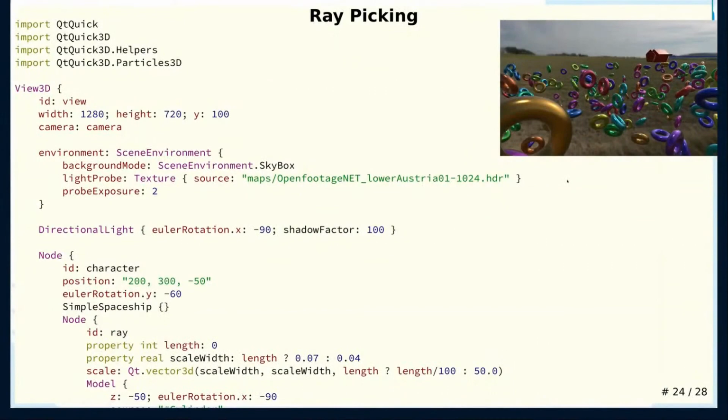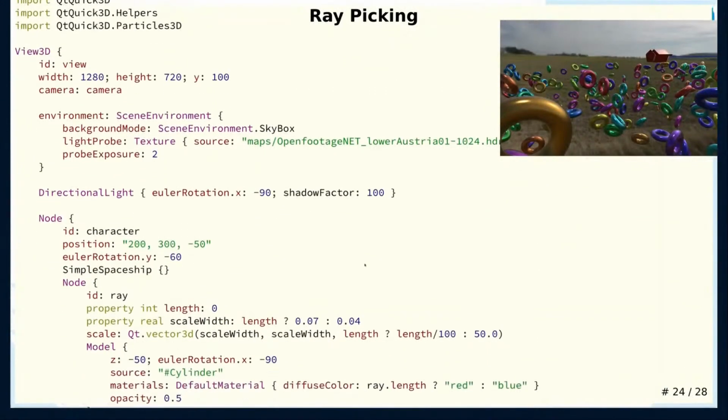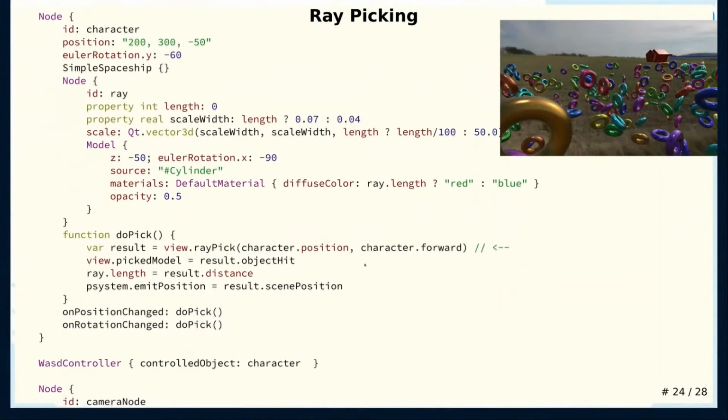Okay, one more little demo. This is how you can do ray picking in QML. I mentioned earlier that the normal way that View 3D does ray picking is it sends a virtual ray straight down into the scene from the mouse cursor position, and it finds out what you're hitting.